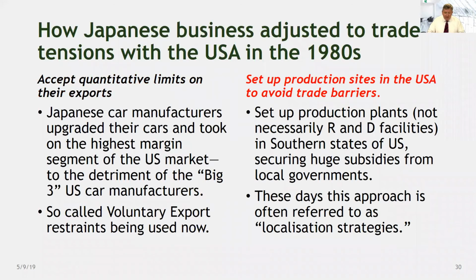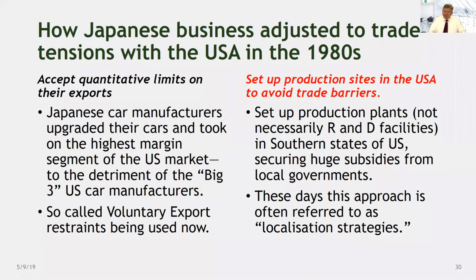The second response of the Japanese firms to US tariffs and trade protectionism in the 1980s was to set up production in the United States, not R&D facilities. They kept all their expertise and knowledge at home, but they set up production facilities in the US, got their hands on lots of tax breaks from local states who are willing to see their production there. And then, of course, because they were producing inside the United States, they couldn't be hit by US tariffs.